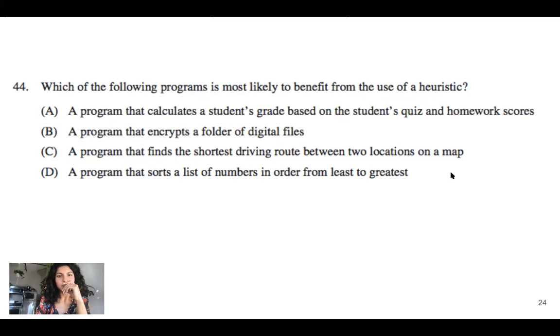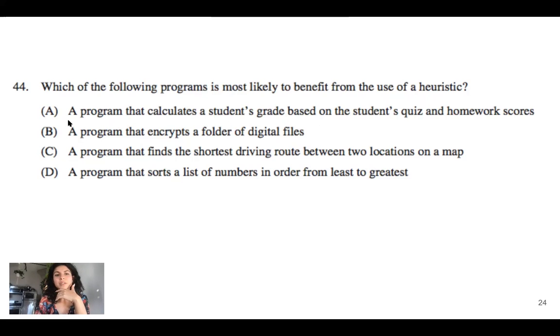5, 4, 3, 2, 1. Let's see them. And indeed, y'all got it right. The answer is, in this case, C. Okay, so let's think about it. A program that calculates a student's grade based on their quiz and homework scores. First of all, that doesn't require a lot of steps, so why would we need to approximate it? You just literally add numbers and then divide, right, to get the average. So that's too simple of a problem to even think of needing an approximation algorithm.